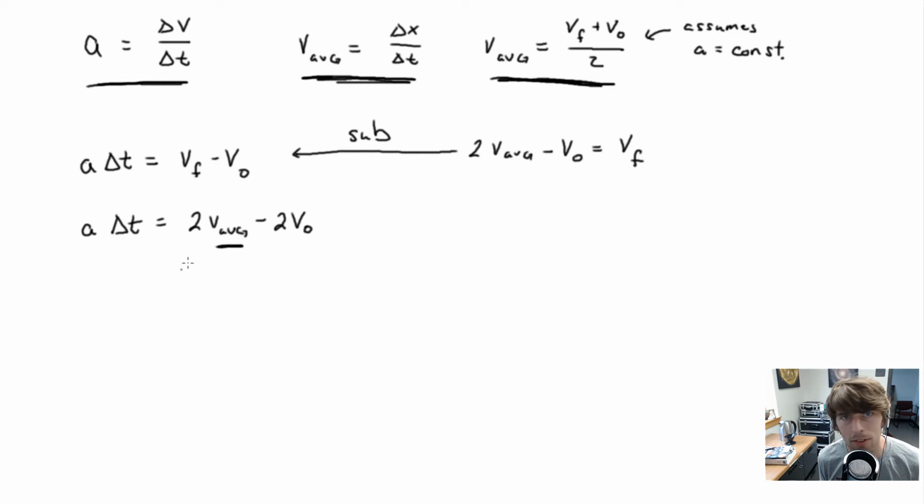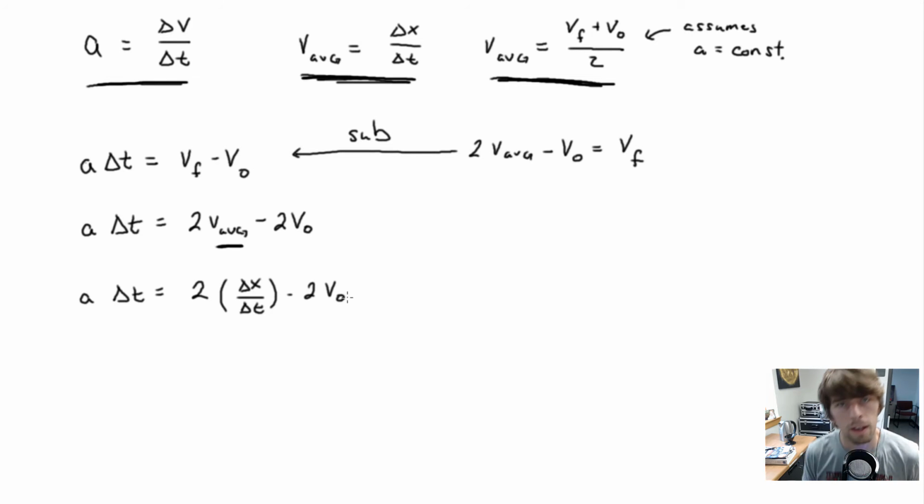Okay? And I don't have to do any arranging or anything. I'm just going to do a straight substitution. So I end up with something that says a delta t equals 2 times delta x over delta t minus 2 v naught. And now the last thing I'm going to do, because this is how your book presents it, this is done. We have a relationship. We don't need to go any further. We have times, changes in positions, accelerations.